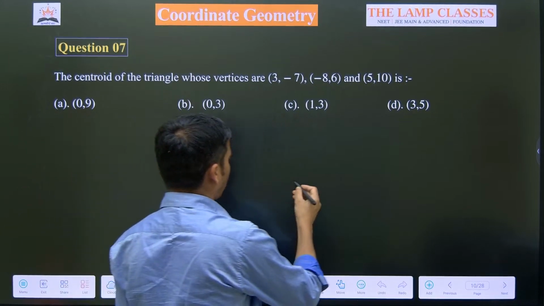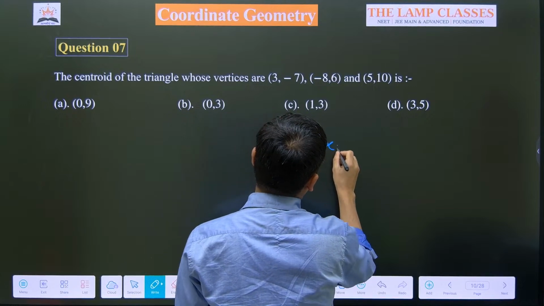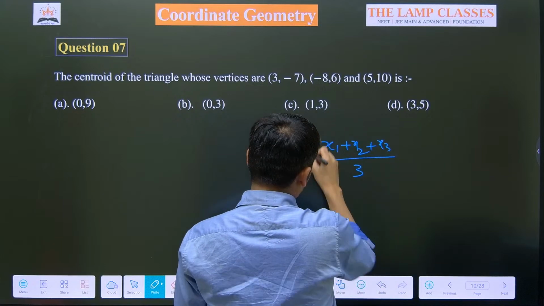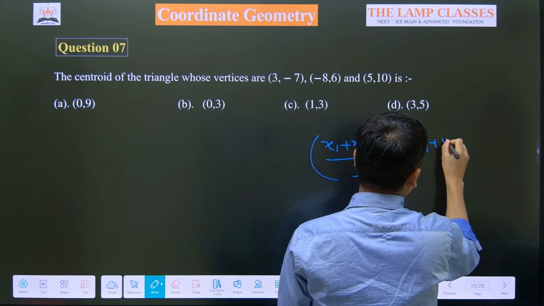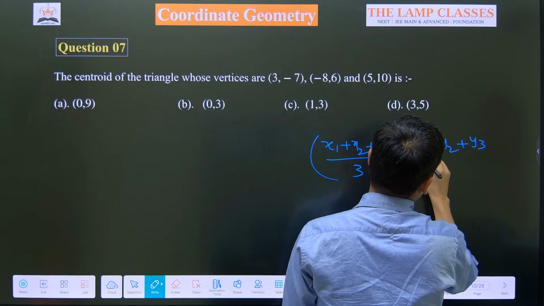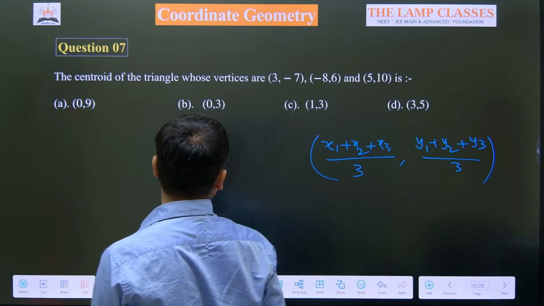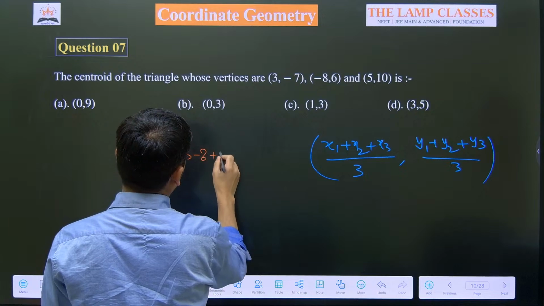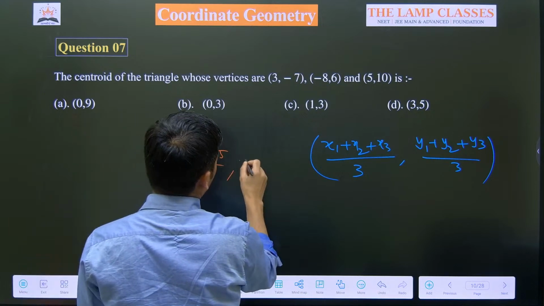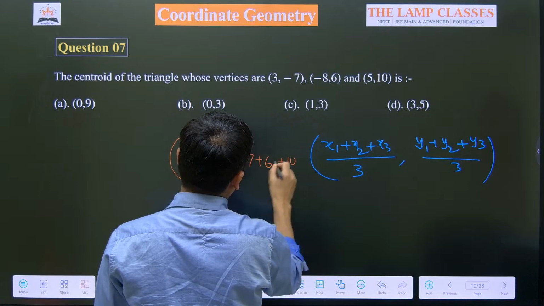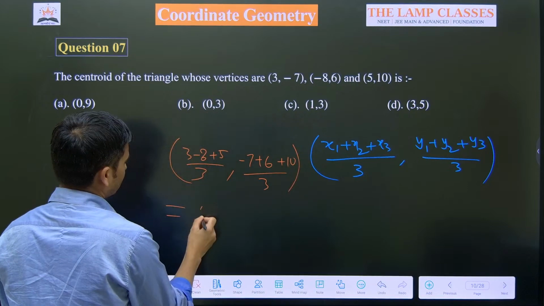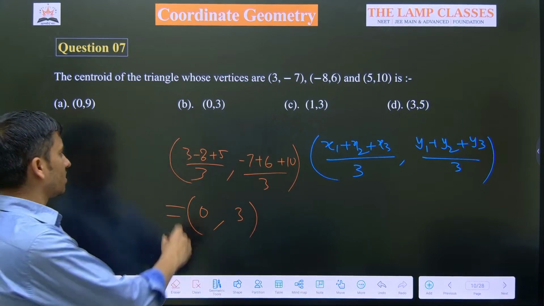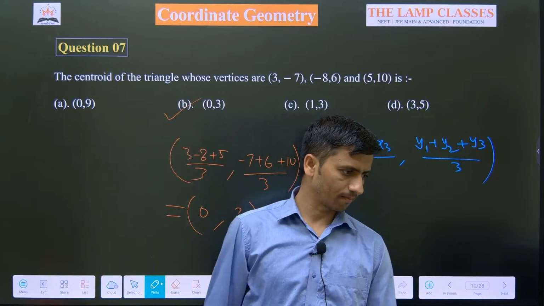Have we got the answer? So the formula for the centroid of a triangle is (x1 plus x2 plus x3) by 3 comma (y1 plus y2 plus y3) by 3. So if we do so, (3 minus 8 plus 5) upon 3 comma (minus 7 plus 6 plus 10) upon 3, right? That's 0 and here it is 3. So 0 comma 3 will be the centroid. Very good.